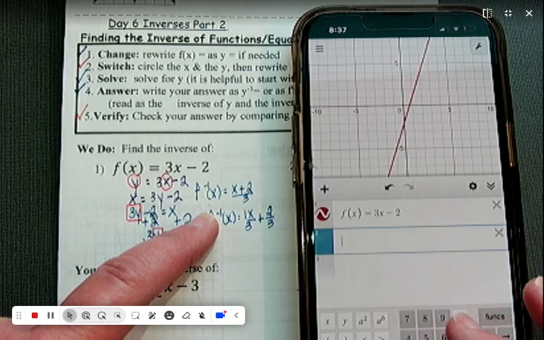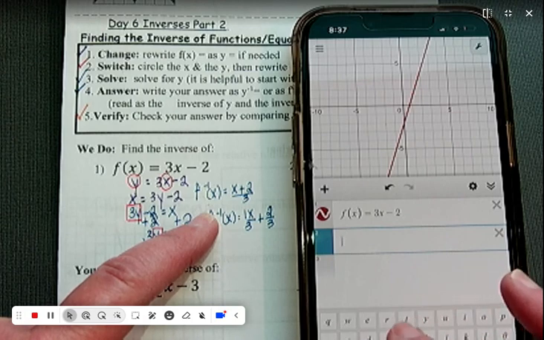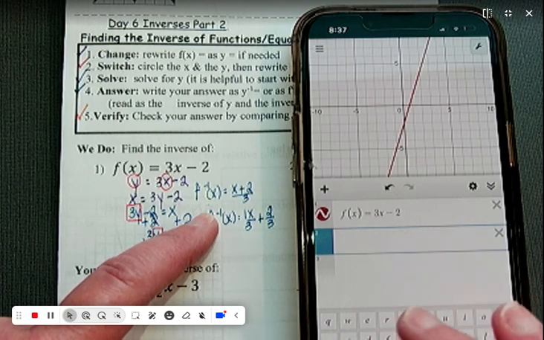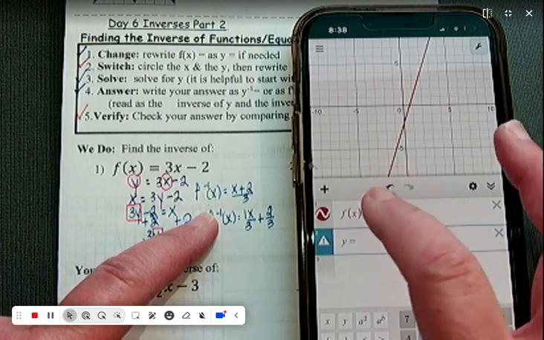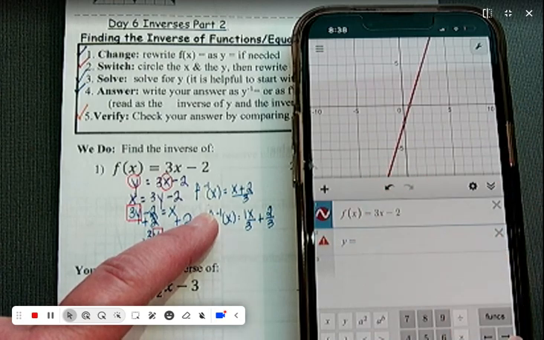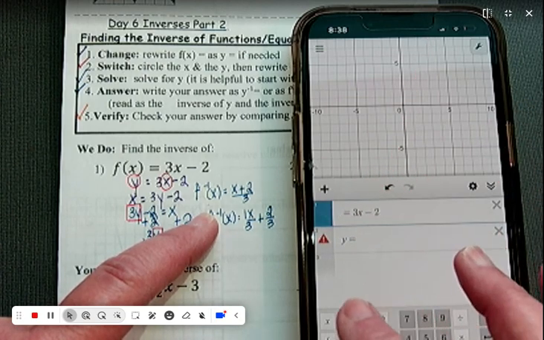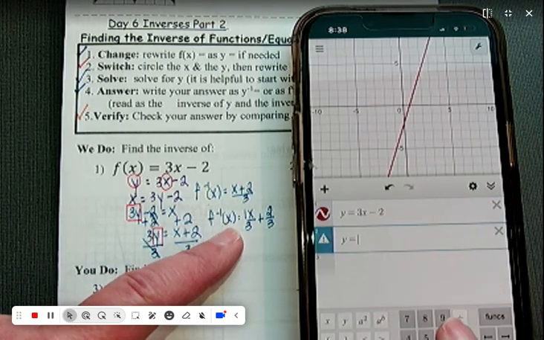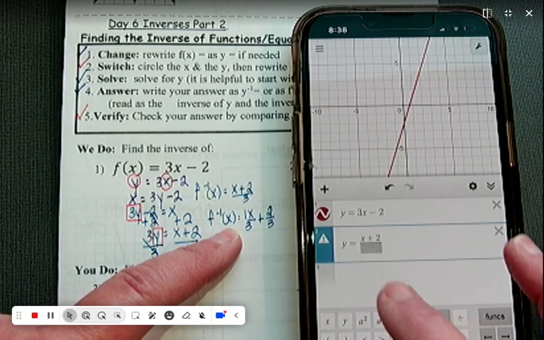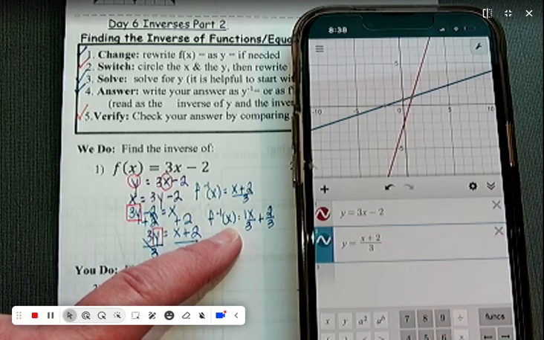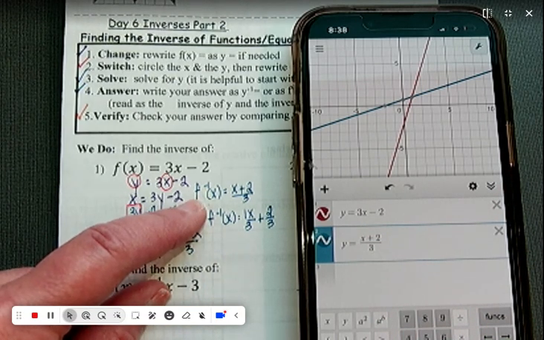Now, I've never typed it in as an inverse symbol. That's interesting. I usually just type it in as another equation. Maybe we'll try that sometime. But for now, you don't even have to type the whole f of x. You can leave them both as y. So I'm just going to type in my 2 equations, and I'm going to compare them. Let's see. Division. On top, we've got x plus 2, and then on the bottom, 3. So I just use the first one, the unsimplified one.